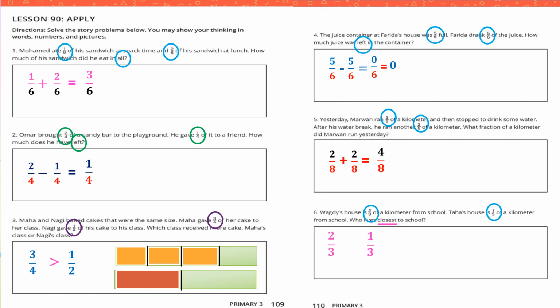We have the same denominators, so it's a normal fraction. Which is smaller here? 1 is smaller than 2. So 1/3 is smaller than 2/3. So Taha lives closest to school.